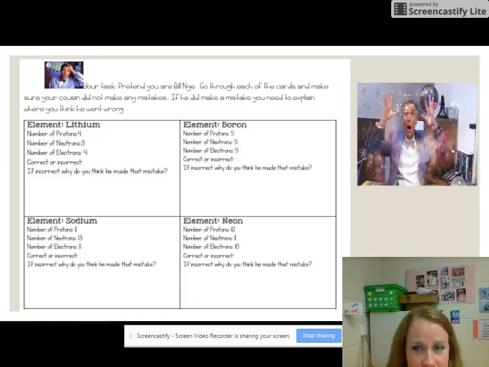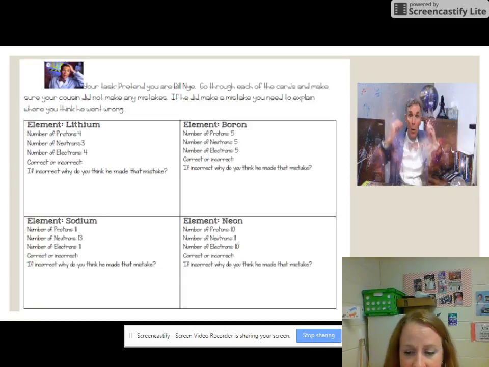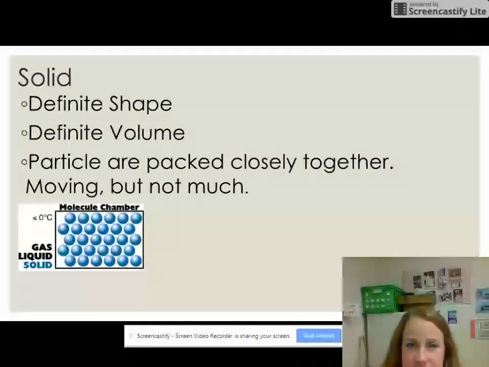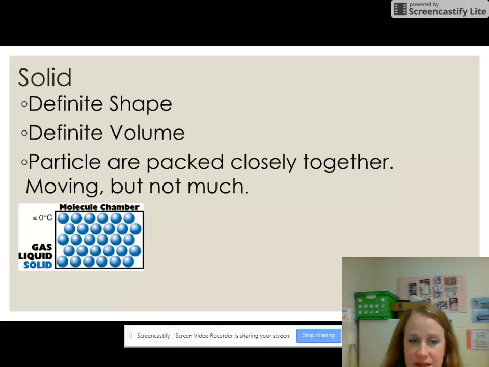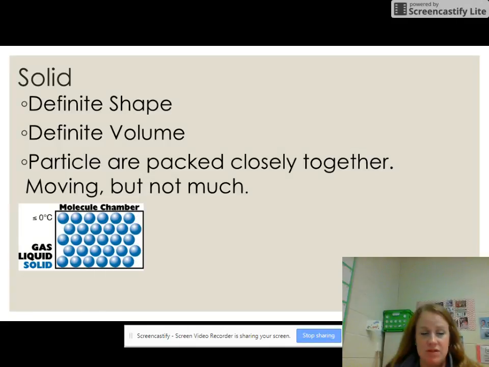You will also be doing this sheet, but I'm going to skip that for now and come back to it maybe later. So the next thing is states of matter, and we haven't talked about that a lot this year because you guys have been doing this since elementary school.